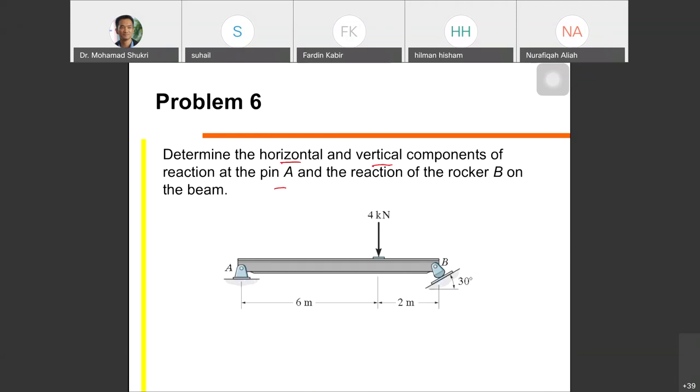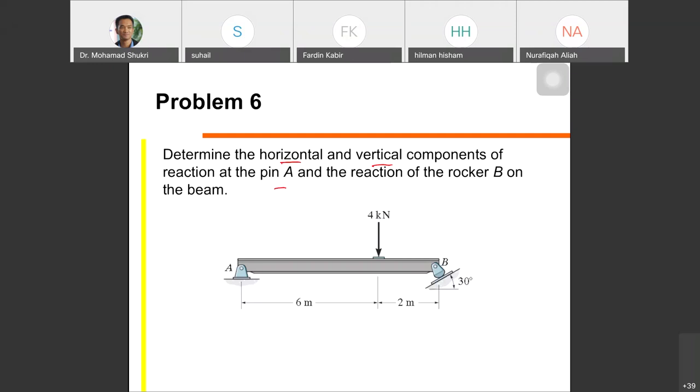The question is telling you B is rocker, A is pin. It's okay. But sometimes the question is not telling you anything. It just gives you a figure, so you need to figure out yourself. What is this? Is this pin or rocker? That's the thing you need to find, so do more exercise, right?